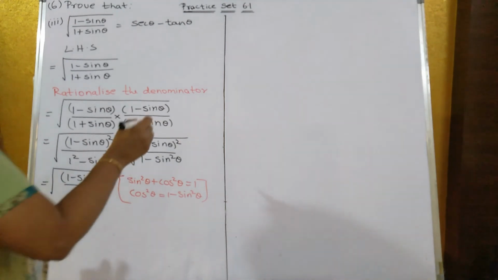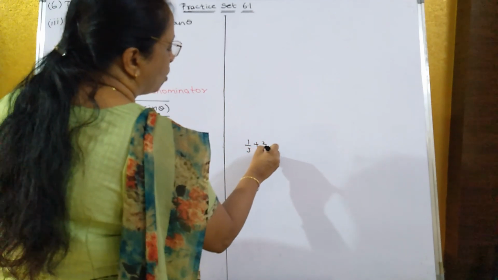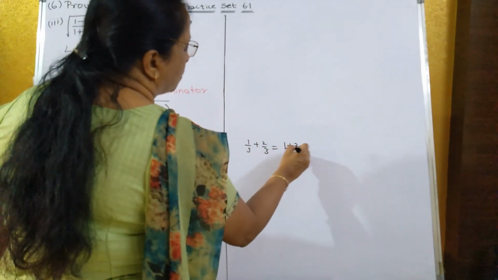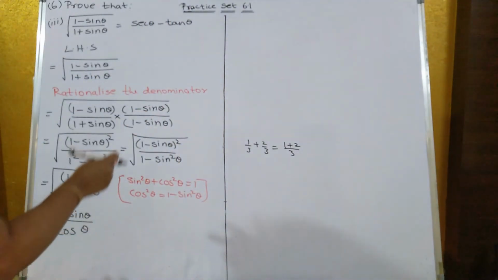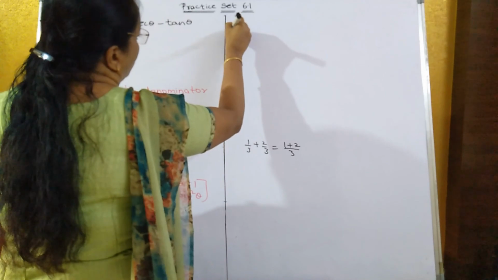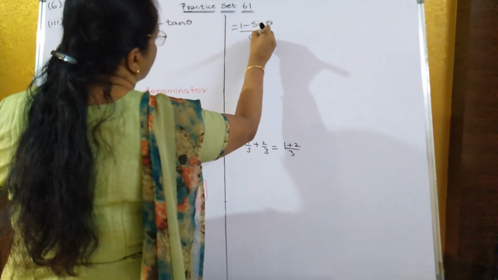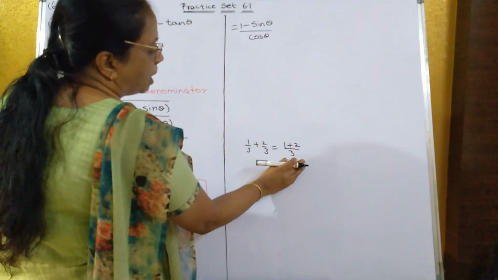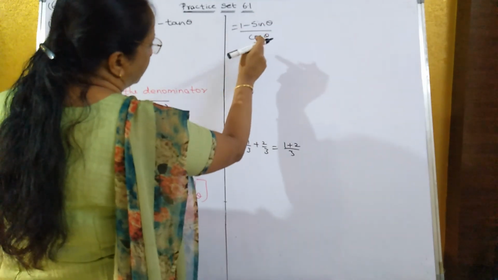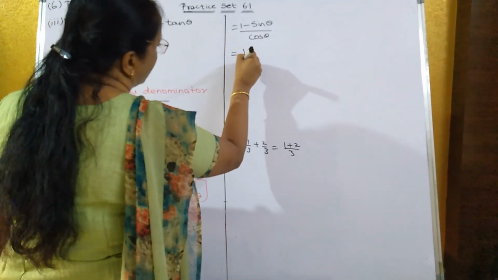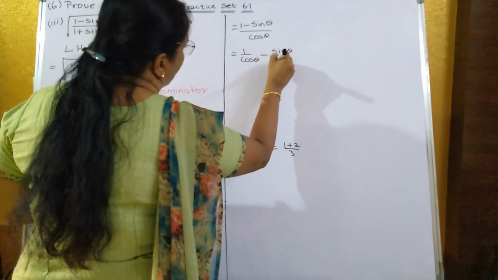Now we have studied in our earlier standard that 1 upon 3 plus 2 upon 3, how we write down? 1 plus 2 upon 3. The denominator is written only once. So now we have to do the same here. It is given 1 minus sin theta upon cos theta. So it is in this form now, and I have to bring it to the other form, meaning write cos theta under 1 and also under sin theta. So 1 upon cos theta minus sin theta upon cos theta.